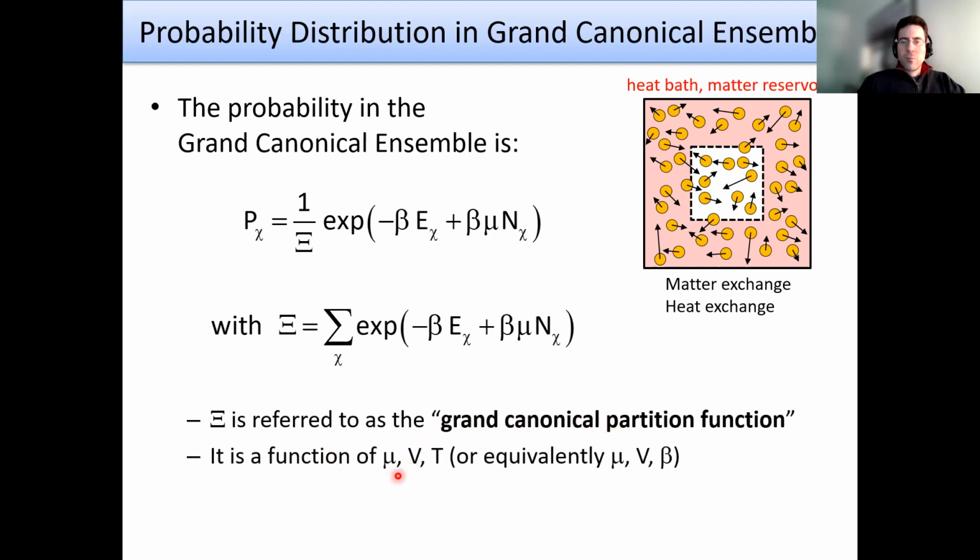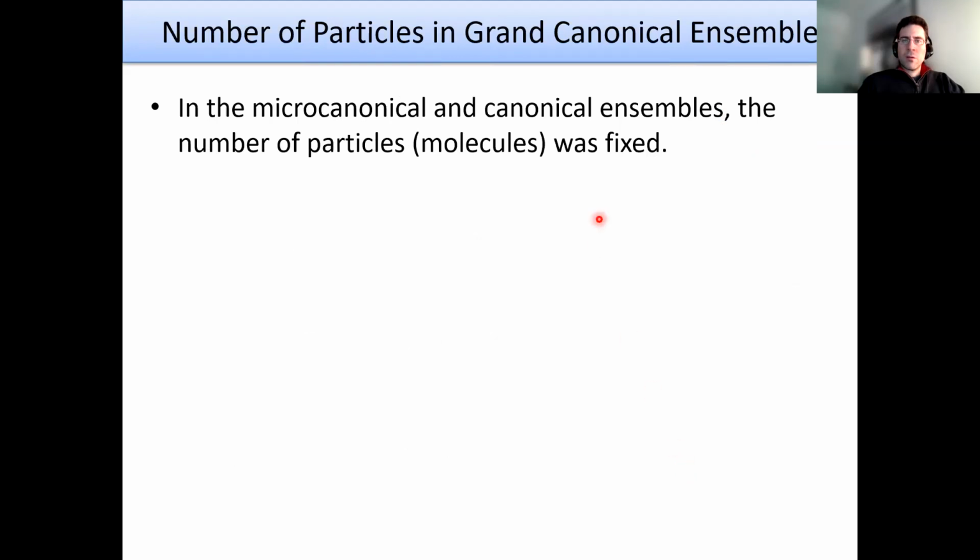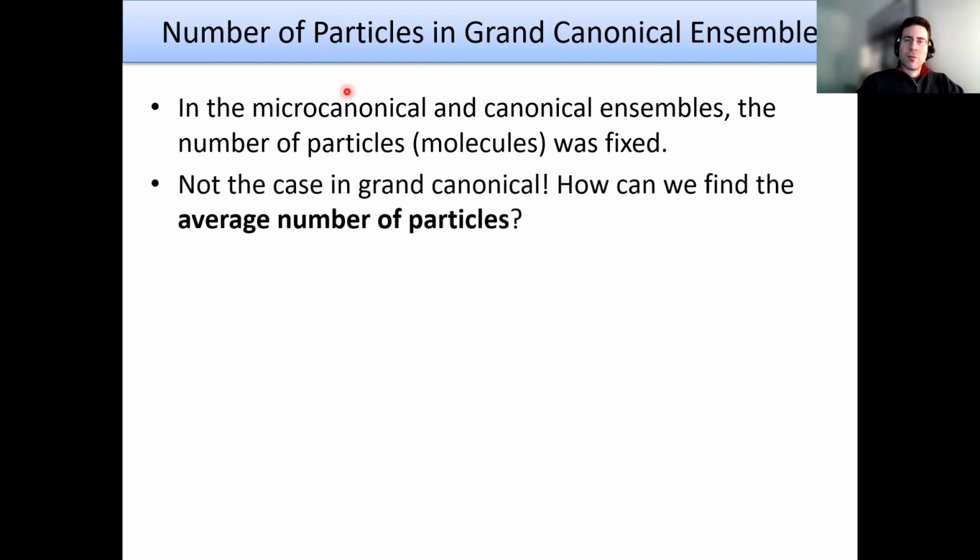It's a function of chemical potential, volume, and temperature, or equivalently chemical potential, volume, and inverse temperature, beta. In the microcanonical and canonical ensembles, the number of particles was fixed, whereas in the grand canonical ensemble, the number of particles fluctuates, the chemical potential is fixed, and we can try to find the average number of particles in the grand canonical ensemble by doing, again, some averaging operation. What's the averaging operation?